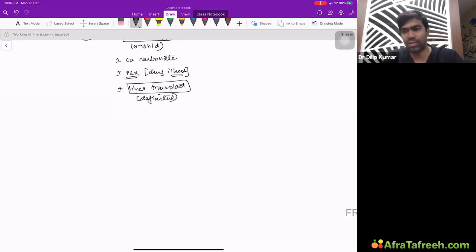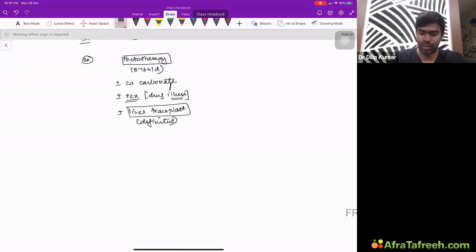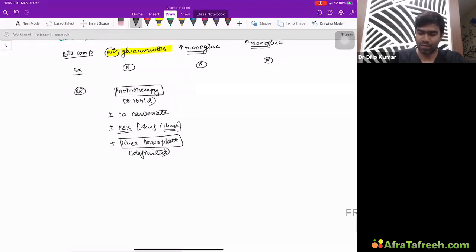But nevertheless, apart from this conjugation defect, there is no problem in the liver function in these three disorders. Absolutely no problem. PT/INR will be normal. Albumin will be normal unless there is systemic infection. So apart from that, everything will be normal. The only thing is they cannot conjugate the bilirubin. That's the only problem. Type 2 is not very severe.